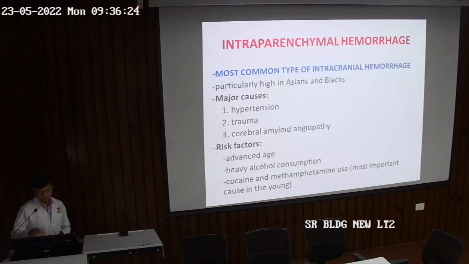And the most common type of hemorrhage is the intraparenchymal hemorrhage. So when the hemorrhage occurs within the brain parenchyma, it is known as the intraparenchymal hemorrhage, and it is the most common type of hemorrhage. And the major causes can be hypertension, trauma, or cerebral amyloid angiopathy. And the risk factors can be advanced age, heavy alcohol consumption, or the use of certain drugs like cocaine and methamphetamine.